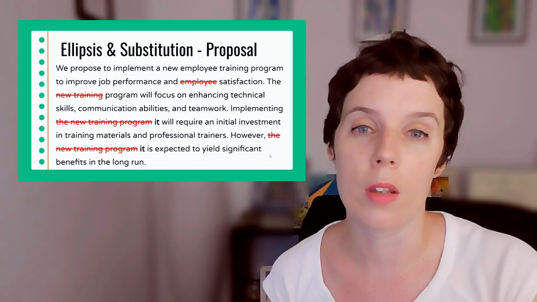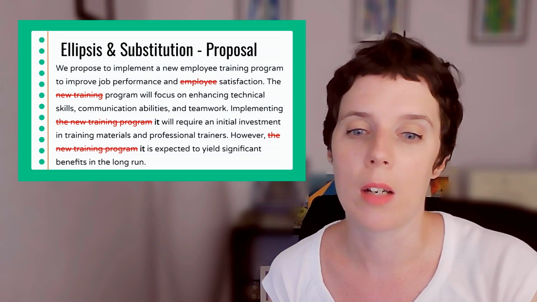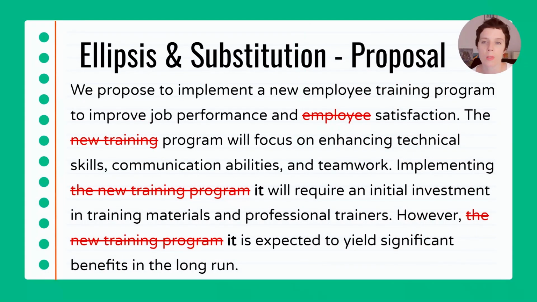We're going to take a look at another example now from a proposal. Let's have a look at what I've deleted, what we don't need. So, all right, we propose to implement a new employee training program to improve job performance and employee satisfaction. Don't need to repeat that word employee. We already know who you're talking about. Satisfaction is fine. The new training program, again, you don't need new training, it's not necessary. You could also just put it here. It will focus on, that's fine as well, because we know that it refers to the training program. So you can either put the program or it will focus on enhancing technical skills, communication abilities, and teamwork.